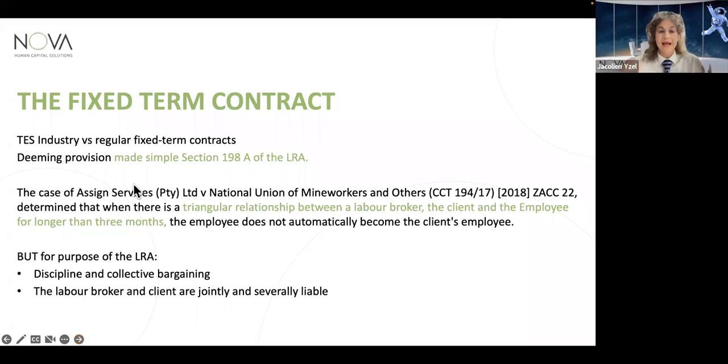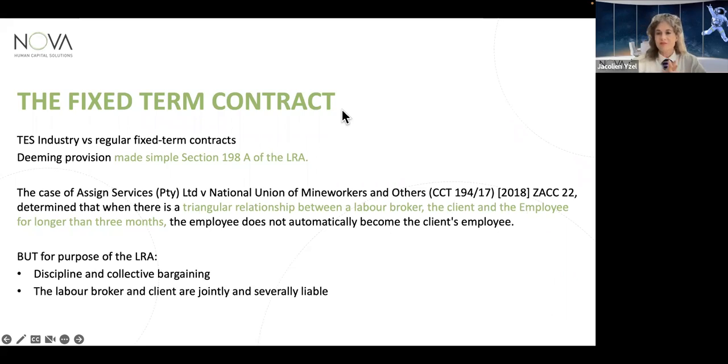All right. Now we're moving closer to the fixed term contract itself. And I first want to stand still a little bit, like I said, on the temporary employment services side of things. In 2015, quite a couple of changes came about for the temporary employment services industry. And we talk about the deeming provision.